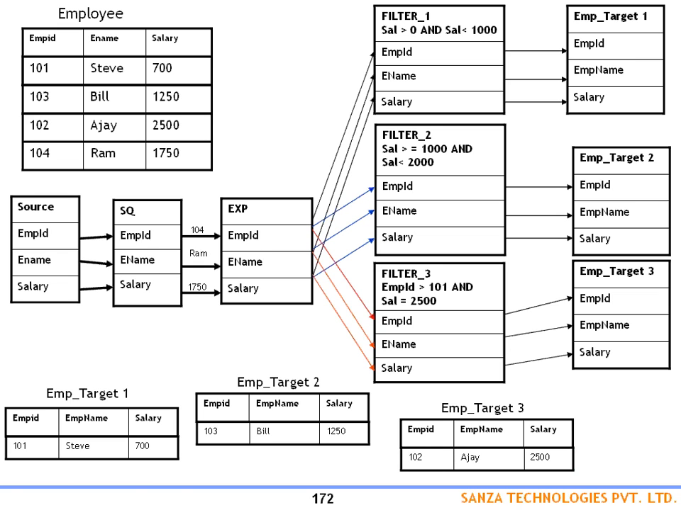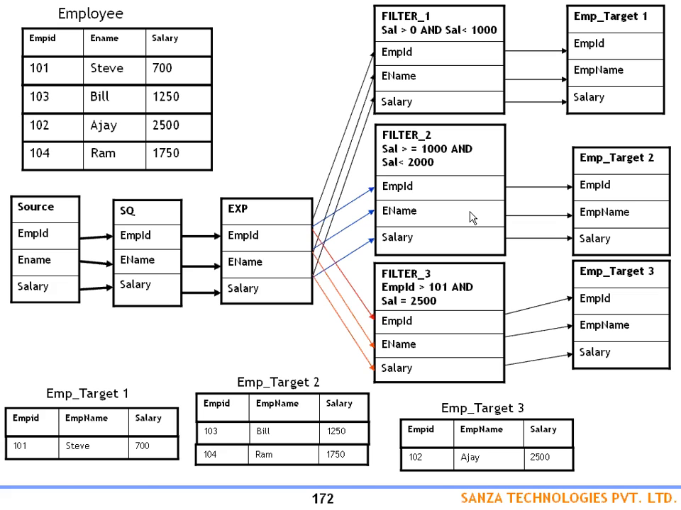Then the fourth record comes in, goes to that filter transformation. 104, salary 1750 does not satisfy. Second record satisfies the condition. Third record does not satisfy the condition. Third filter, so it will go out and load the data into the third target table.